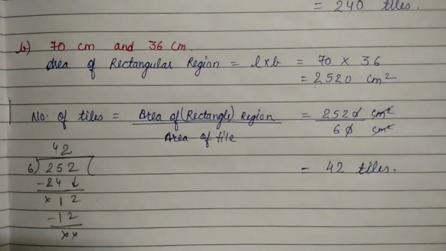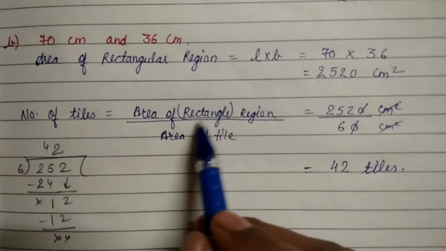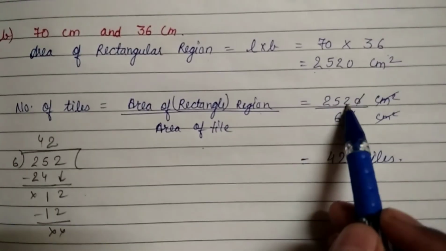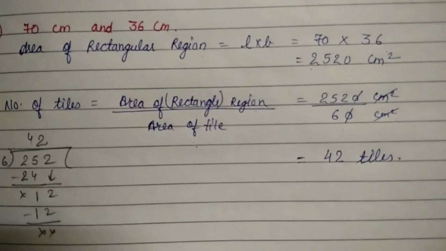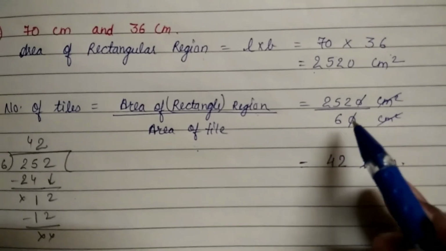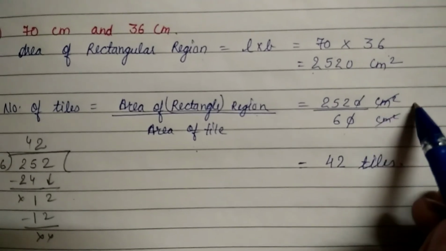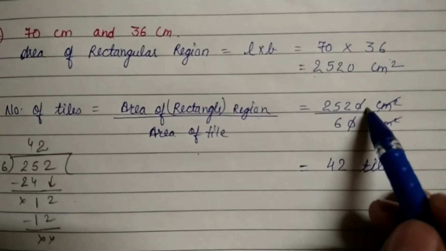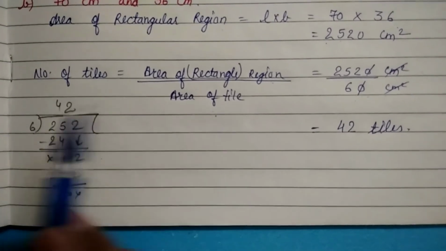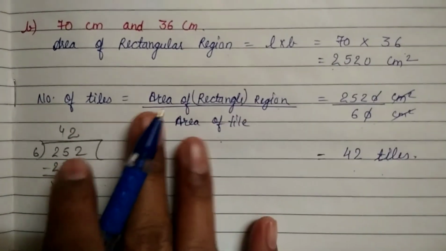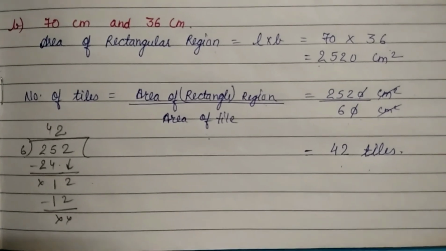Now we have to take out the number of tiles. For that, the area of the region will be divided by the area of a tile. The area of the region for B is 2520 and the area of the tile is 60, which we took out at the beginning of the question. For that, centimeter square will cut centimeter square, the last 0 will cut the last 0, and 252 will be divided by 6, and we get 42. So 42 tiles are needed for the second region. So here we completed our exercise of the chapter.